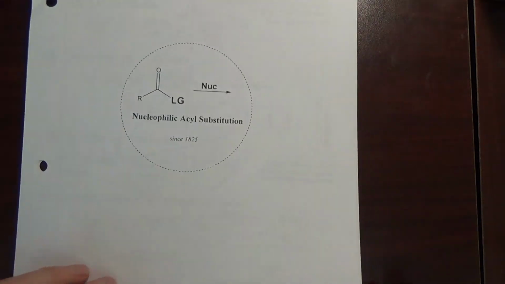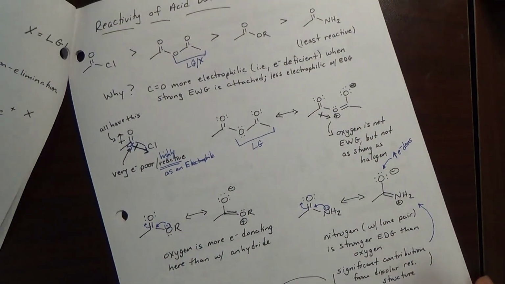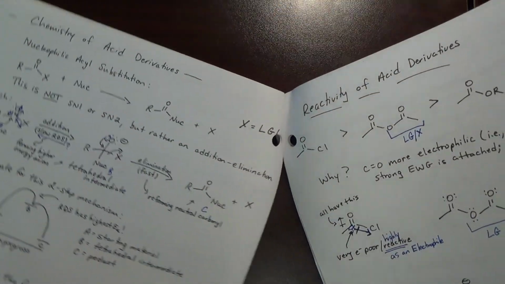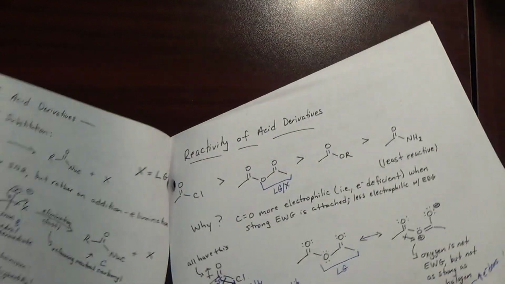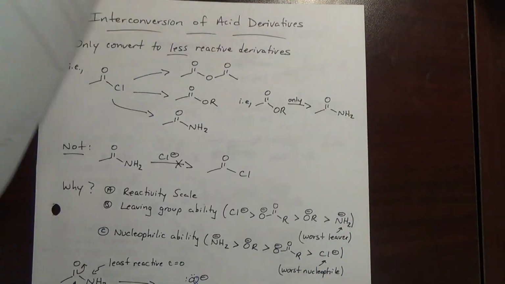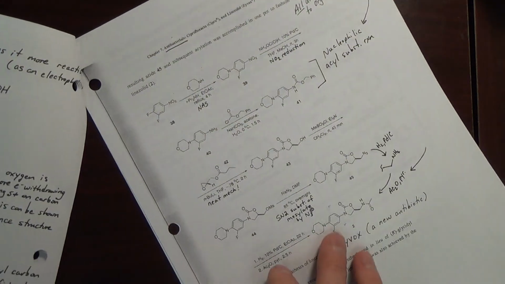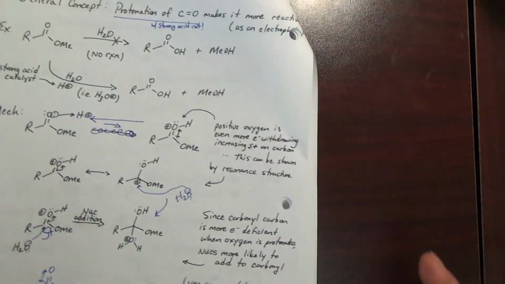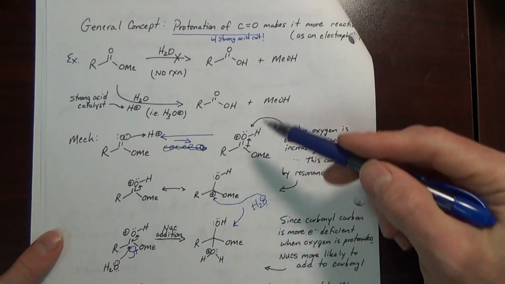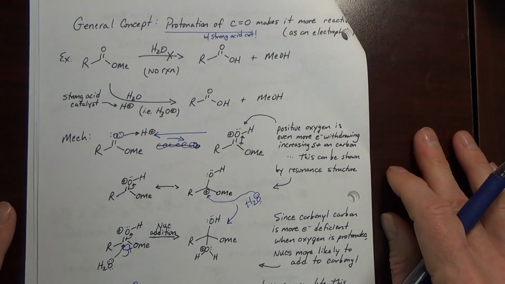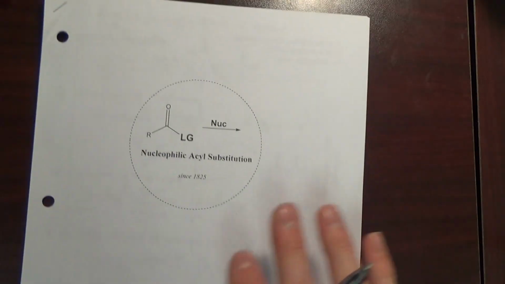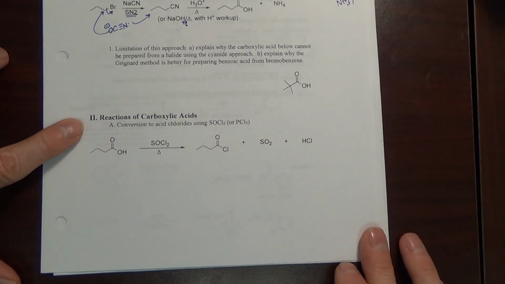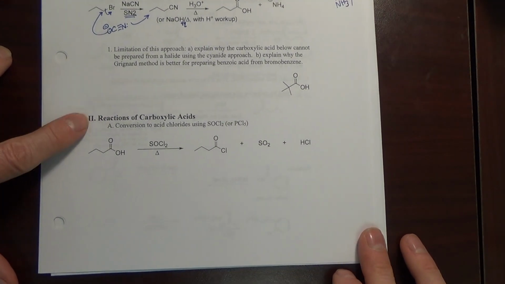Synthesis. So there's some general information about your acid derivative mechanism, reactivity trends, and the idea of protonating your carbonyl to make it more reactive. We'll end here, guys, and in the next video we'll pick up in the outline that we have. We'll pick up Roman numeral 2, reactions of carboxylic acids.